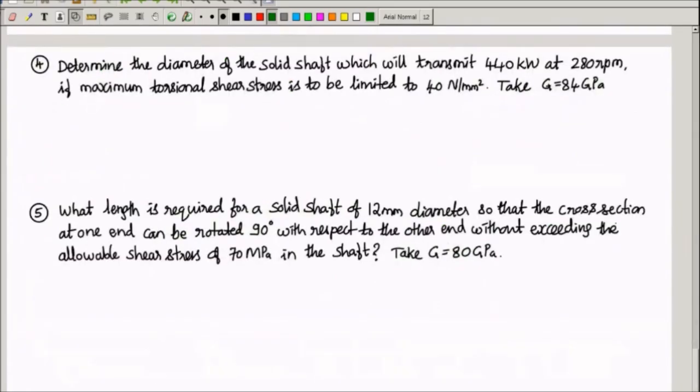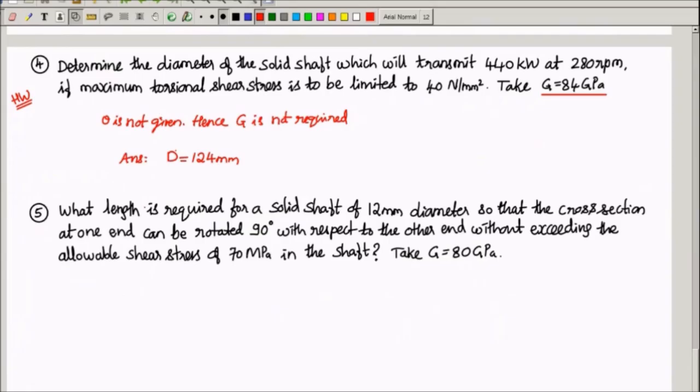And I will give you two more problems for homework. Determine the diameter of the solid shaft which will transmit 440 kilowatt at 250 rpm, if the maximum torsional shear stress is to be limited to 40 Newton per mm square. Take G equal to 84 gigapascal. Here you see this G value, whatever is given in the problem, it is not at all required because it is not limiting the theta. Only if the limiting value theta is given, then only that G is required. Otherwise, it's not required. Fully strength criterion you have to use, and calculate the final answer. The answer you should get is 124 mm. So D should be 124.